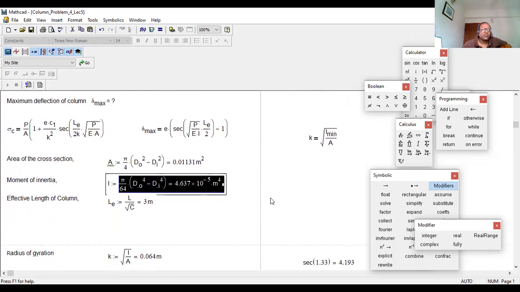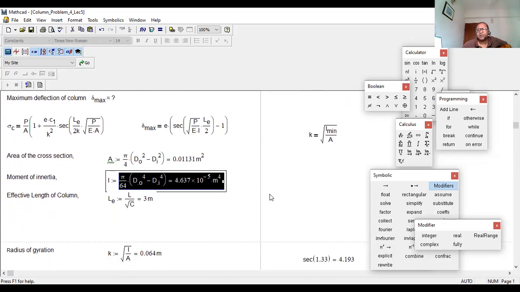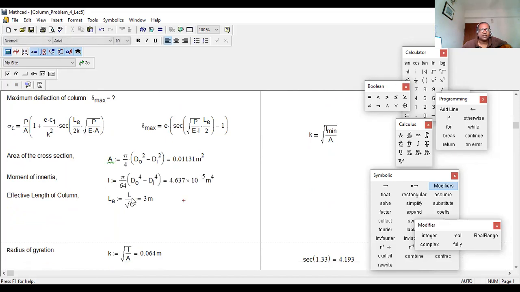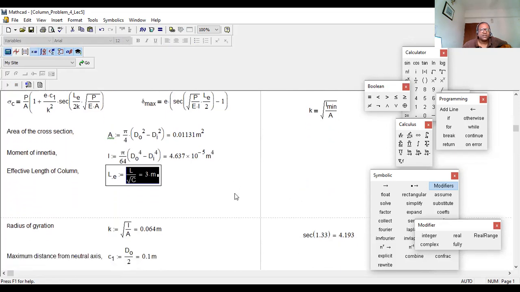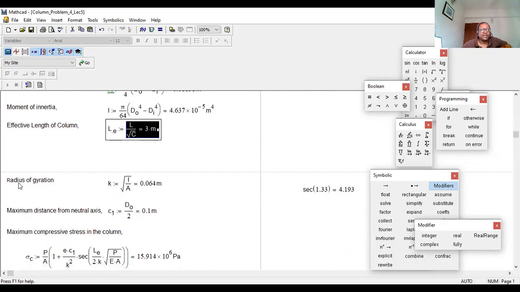Then what will be the effective length of the column? L by root over C. So that will be 3 meter. Now radius of gyration K equal to root over I by A. So you get this one.